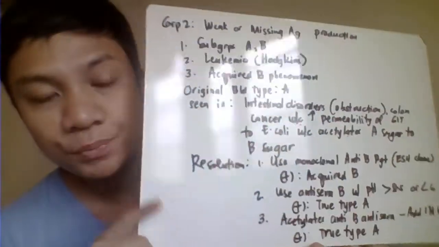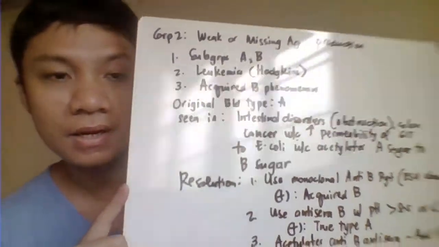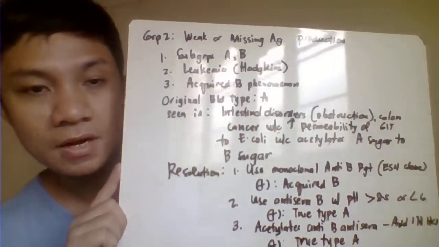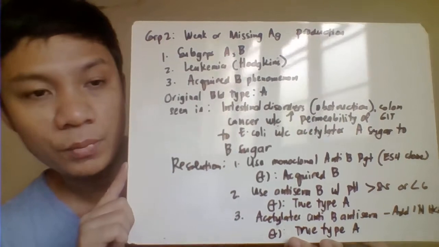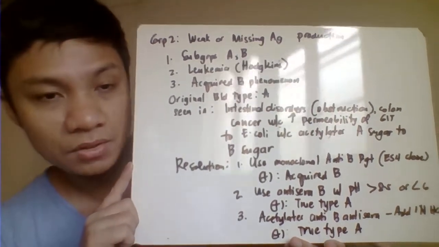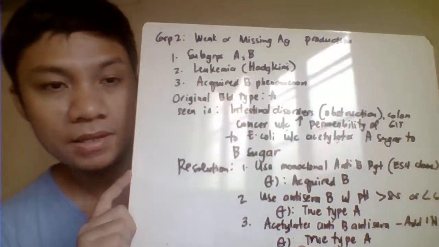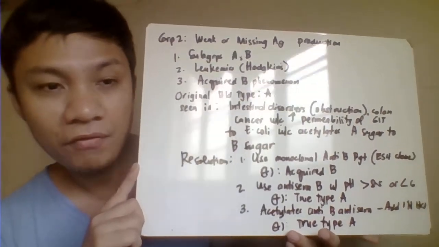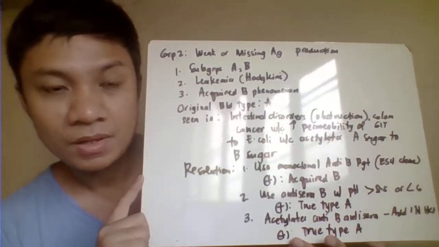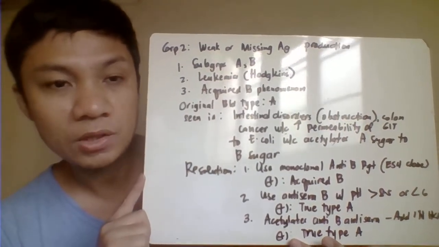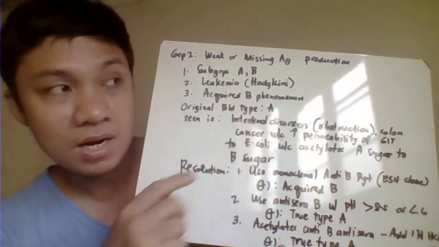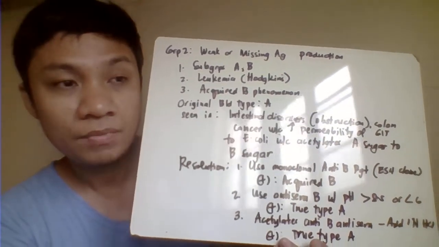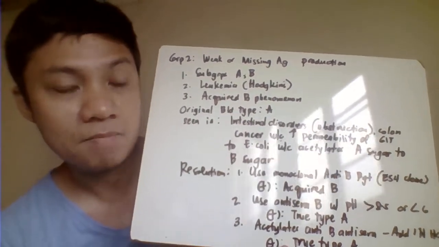Okay, the group 2 discrepancy, on the other hand, is characterized by our missing or weak antigen production, and that would be identified as a problem in our forward typing or our front typing. Remember that forward typing tries to detect the antigens. So here, the error could be identified through your forward typing or your front typing.